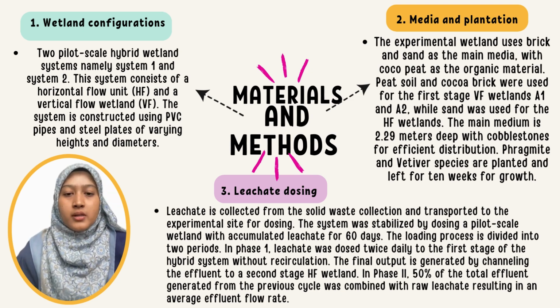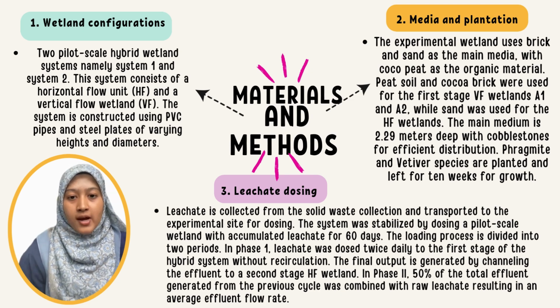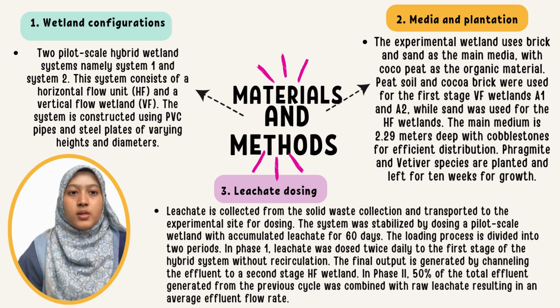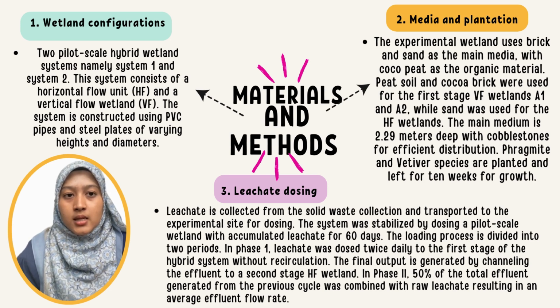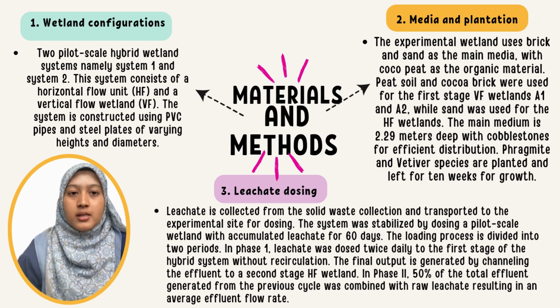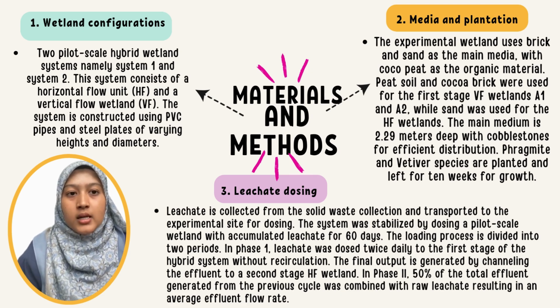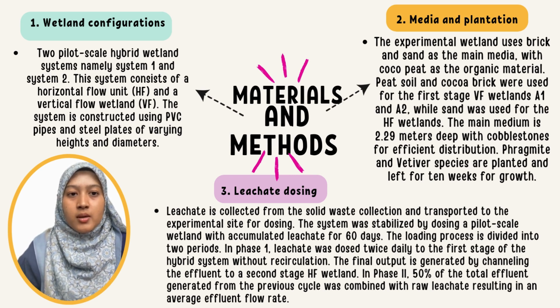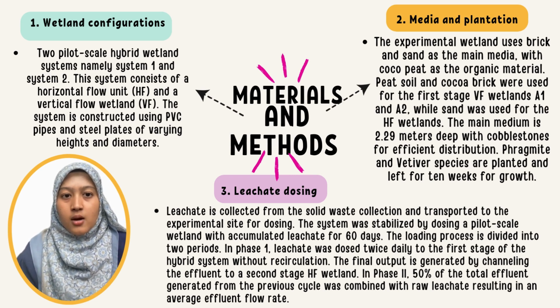Okay, for the materials and methods, we have 5 methods. The first one is wetland configuration. Two pilot scale hybrid wetland systems, which are system 1 and system 2. The system consists of a horizontal flow unit, HF, and a vertical flow wetland, VF. The system is constructed using PVC pipe and steel planes of varying height and diameter.